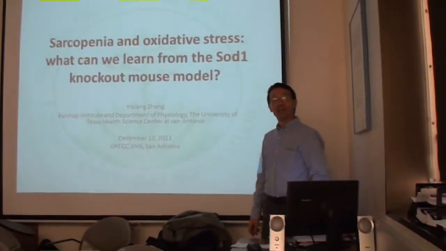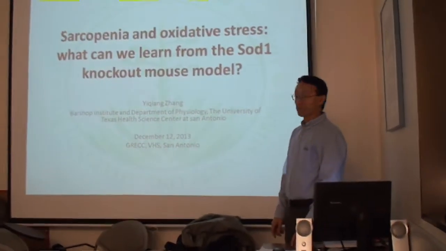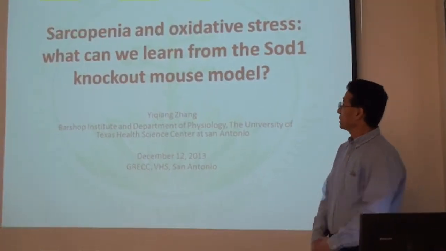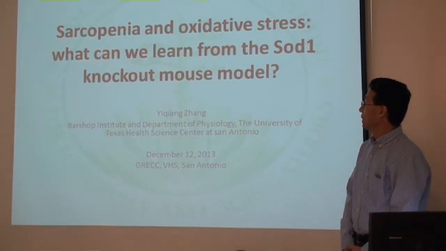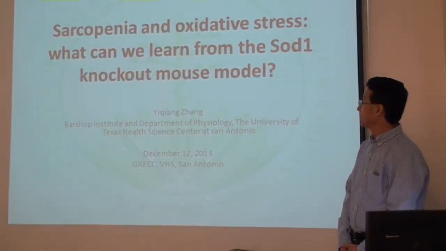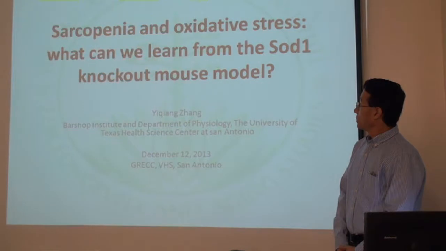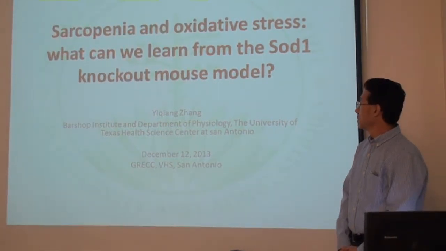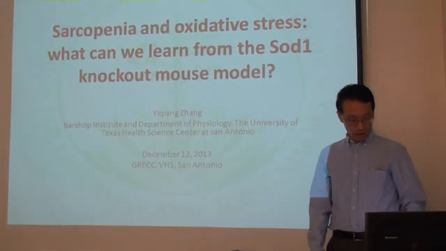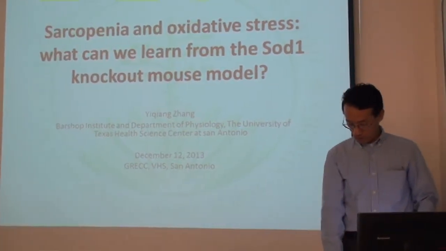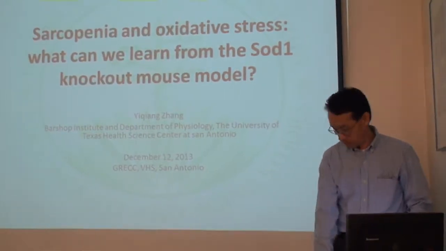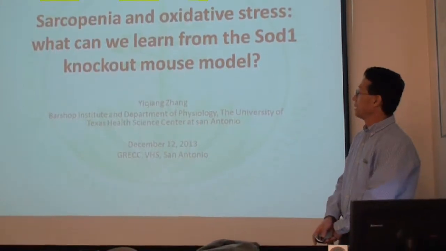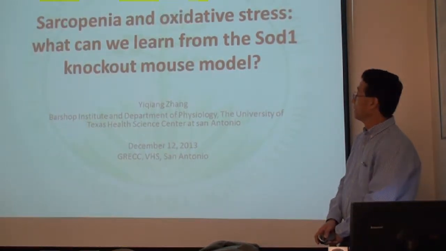Nice introduction. Our group in the last several years has been concentrating on oxidative stress affecting aging phenotypes like sarcopenia, which has been shown to be very important for healthy aging in the aged population. So while we are studying sarcopenia, first we introduce the concept of sarcopenia and some of what we know about it.